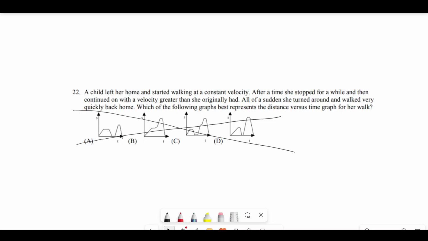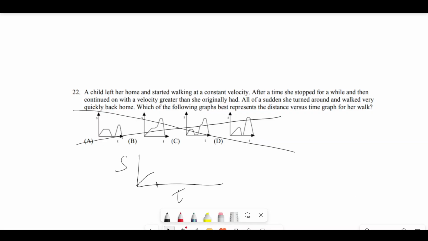So doing that, first let's go ahead and write this right here. This will be position, and position is S most of the time, and then time will be T. So it says a child left her home and started walking at a constant velocity. So we know that on a position versus time graph, velocity is the slope of it. So a constant velocity means a constant slope, and a constant slope would mean a straight line. So we're gonna have a straight line, and let's say right here, that's when the first segment starts.